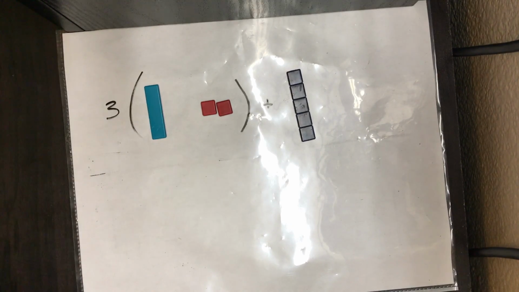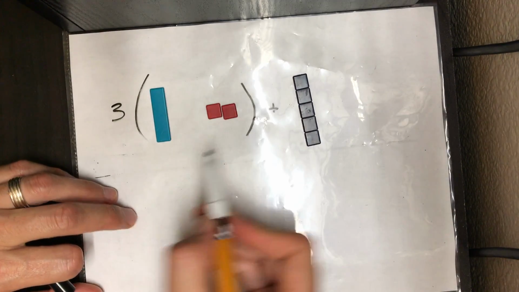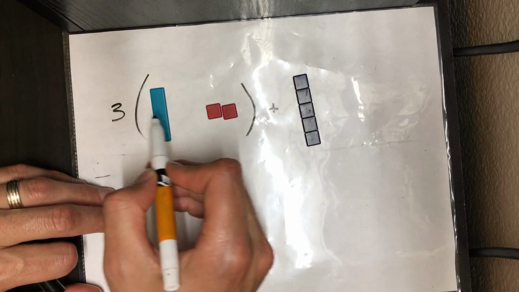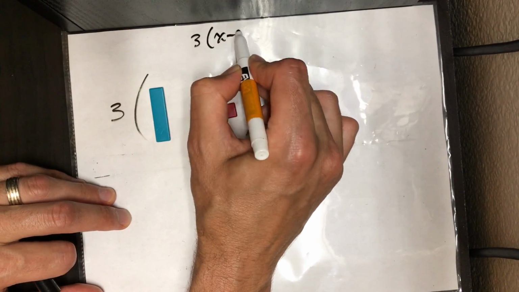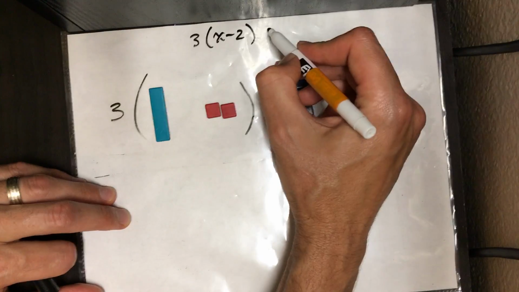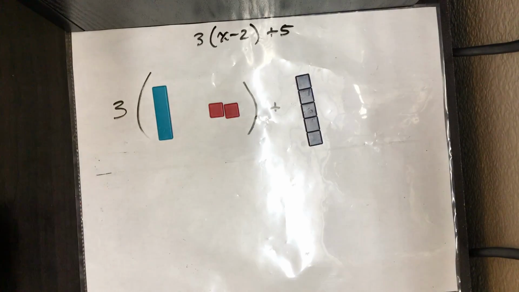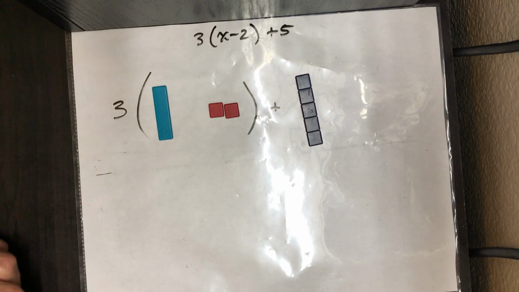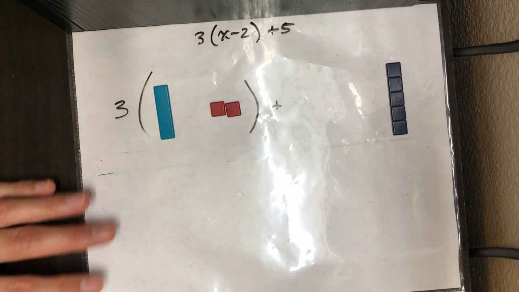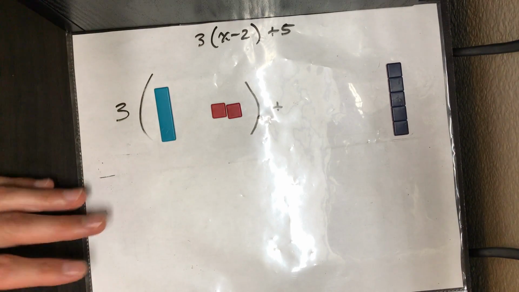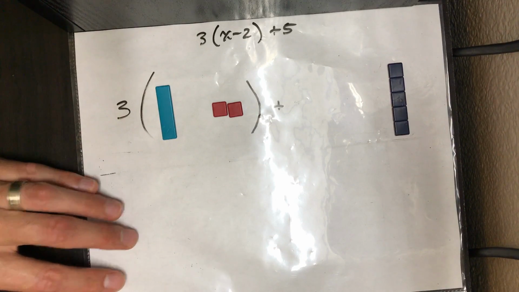So what does this translate to? Let's write our algebraic expression at the top. We've got 3 groups of x minus 2, that's 3 groups of x minus 2 plus 5 ones. There are my 5 ones. Now what I like to do is push this over here and just say, wait, 5 ones. Just wait for us. Let us do this work with the grouping symbols and the distributive property first.